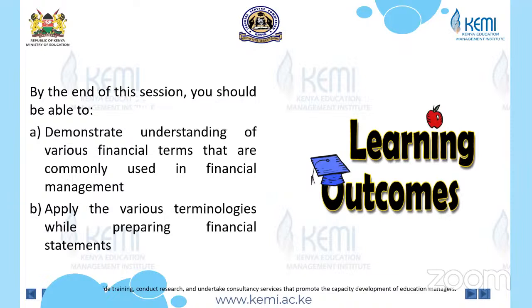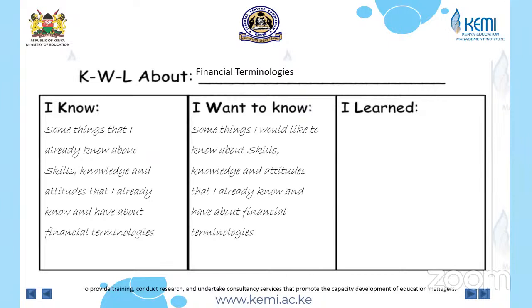So we will start with a KWL about these financial terminologies. I know you know something about them, but first we will be put into groups. When we get there, we appoint a chair, and the chair will give our secretary the responsibility of noting the things the members of the group know about financial terminologies, that is the skills, the knowledge, the attitudes that they already know. Anything they know about financial management. And then what you would like to know about the skills, the knowledge, and the attitudes about the financial terminologies.